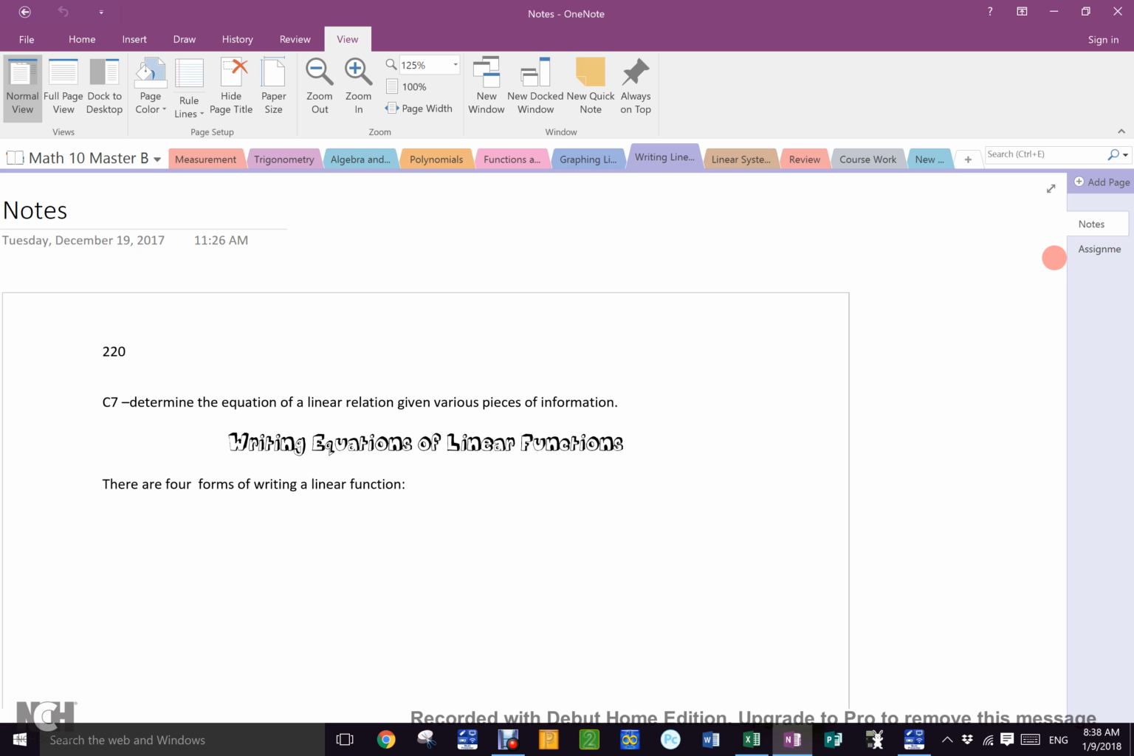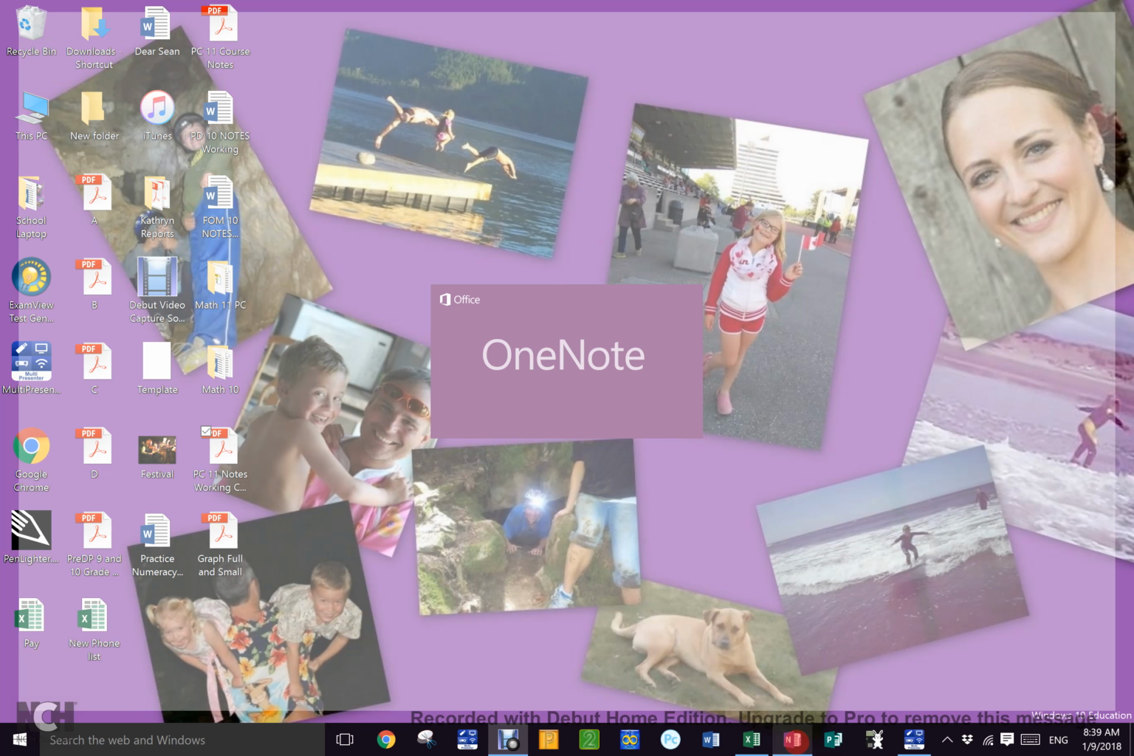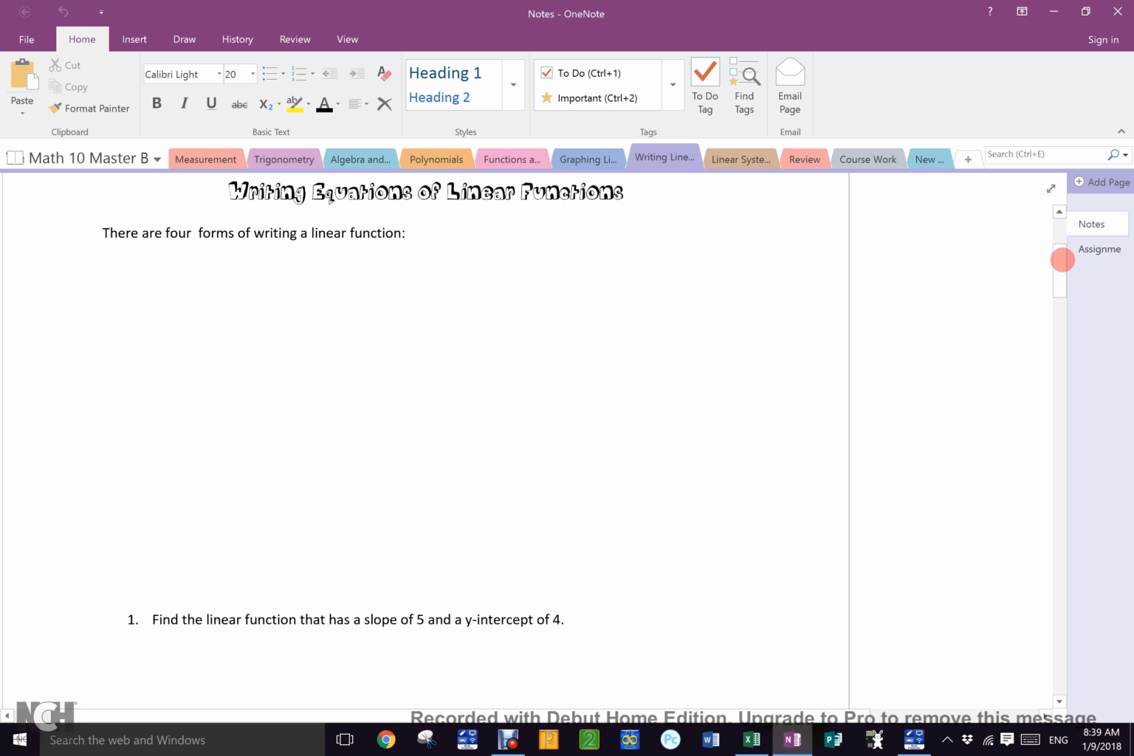What are the 4 ways you can write a linear function? There's 4 different versions that I've given you. 2 of them are almost exactly the same. The other 2 are different. If you don't remember, sit there and look pretty, and eventually the answer will appear on the screen. So, what's one way we can write a linear function?